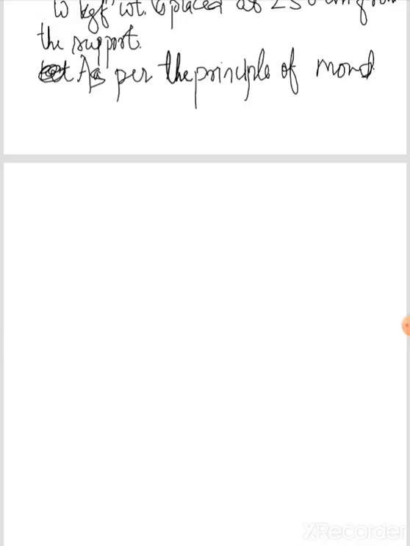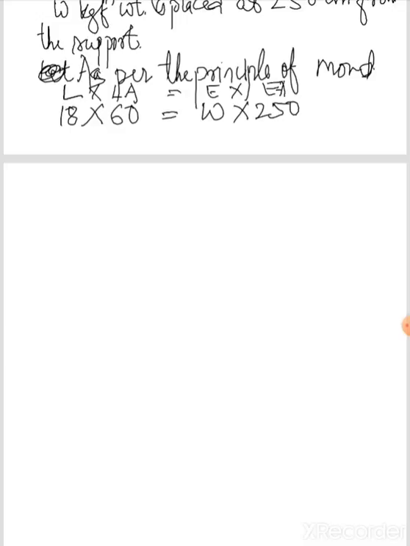So as per the principle of moments, load into load arm equals effort into effort arm. If you get confused when you are writing directly, you can write here load into load arm equals effort into effort arm. So here what do I get?